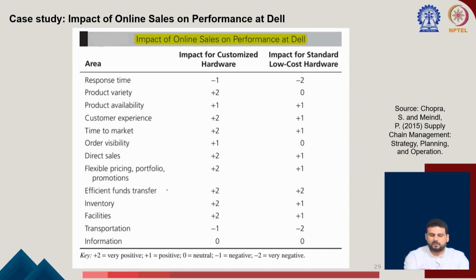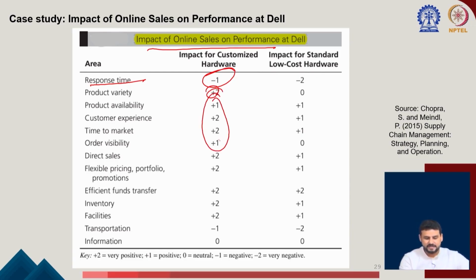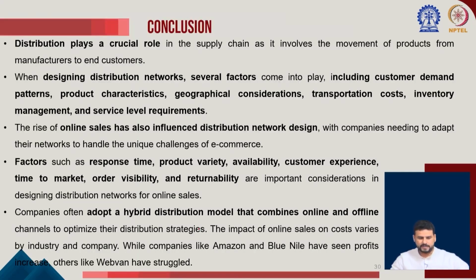You can see the impact of online sales on performance across all the parameters. Response time is negative because you need to wait. Product variety, availability and experience will be very high. Customization: because the customer is directly involved, you can customize your product, so you get those services. But transportation and the like is again a negative, because logistics cost will be higher.